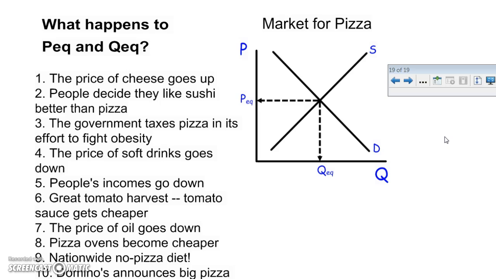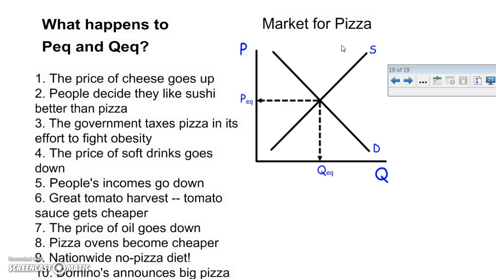If the price of cheese goes up in the market for pizza, I'm going to say that cheese is actually a resource or an input cost, so that would cause supply to shift to the left. I'm just going to kind of outline where the line would be right here. Supply would shift to the left, and that would cause an increase in price and a decrease in quantity.